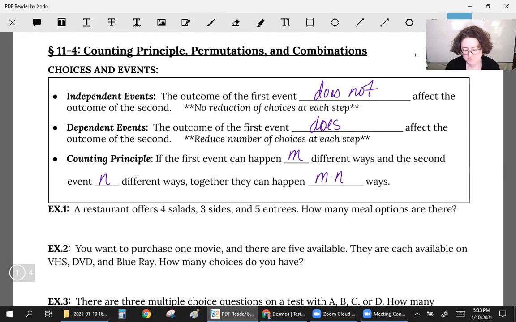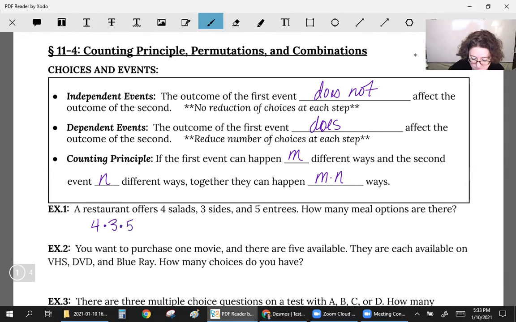A restaurant offers 4 salads, 3 sides, and 3 entrees on their menus. So how many different combinations of choices, if you choose one of each item, how many different meals can you pick? Well, when you pick a salad, you've got 4 options. So we have 4 choices for that first option. Second option, picking a side, we have 3 of those. We're just going to multiply by 3. And then we have 5 entrees that we could choose.